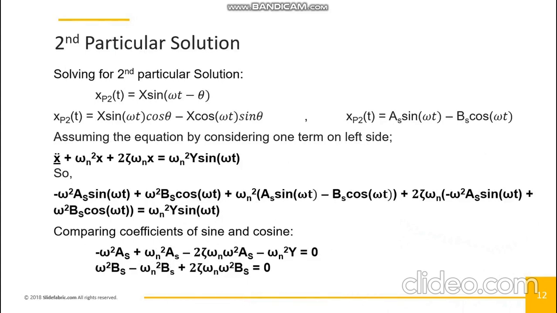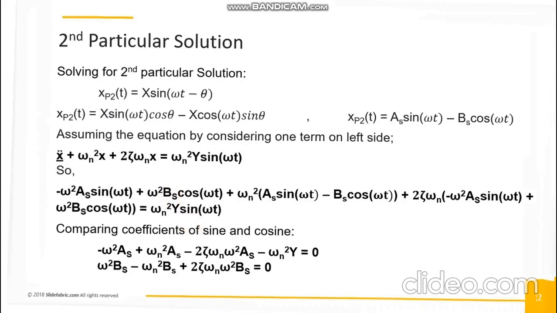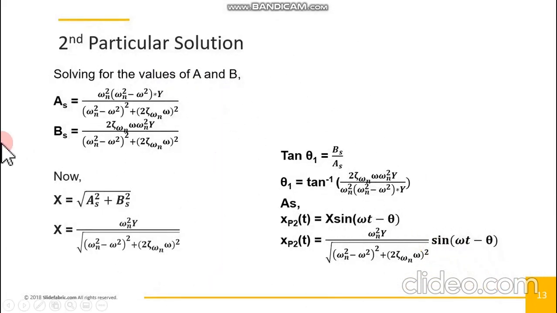Now for the second particular solution, we will follow the same procedure as we followed for the first particular solution. But in this case, we will assume the particular solution of the form x sin(omega t minus theta). We will consider the other term on the left hand side that we haven't used previously. Then we will plug in this value of xp2 in this equation, and again compare the coefficients of sine and cosine as you can see here, and then we have found the values of As and Bs as you can see here.